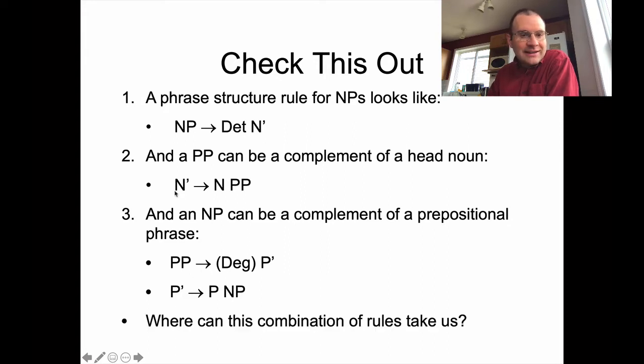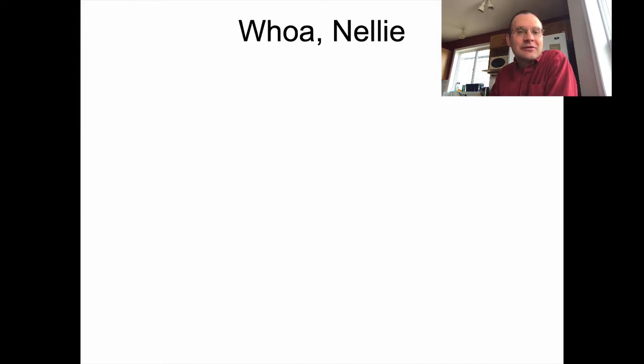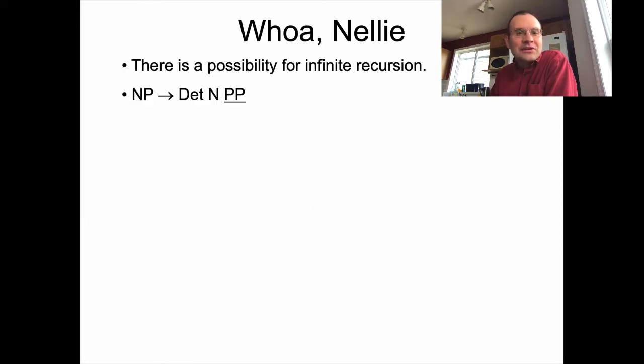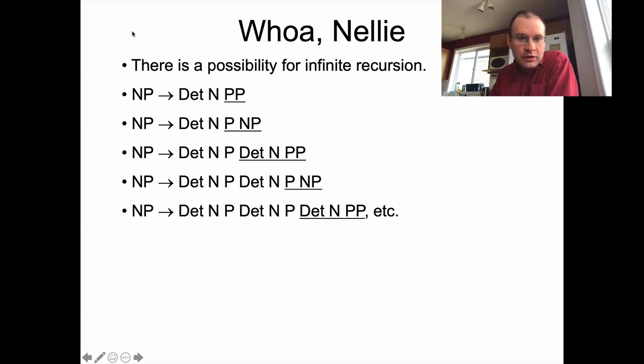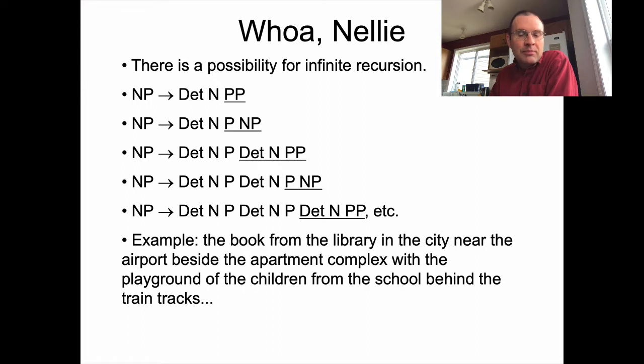So that gets interesting. The question is: where can this combination of rules take us? I kind of told you the answer last time. What it gets us is infinite recursion, potentially. We have a noun phrase that has a prepositional phrase inside of it, and that prepositional phrase has a noun phrase inside of it. That noun phrase itself can have a prepositional phrase inside of it, and that prepositional phrase can have a noun phrase inside of it, and we can just keep going like this as long as we want, according to the rules of syntax. We can embed as many noun phrases within a noun phrase as we want.